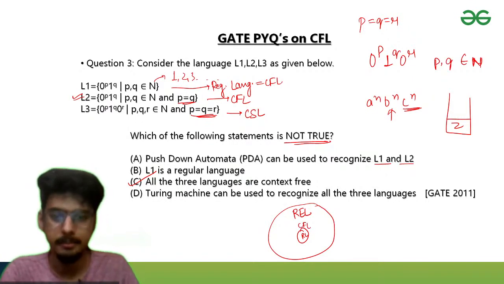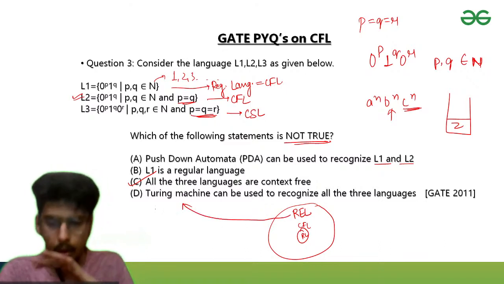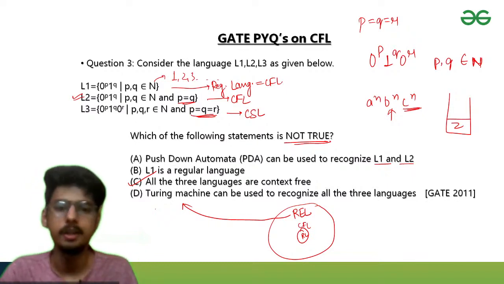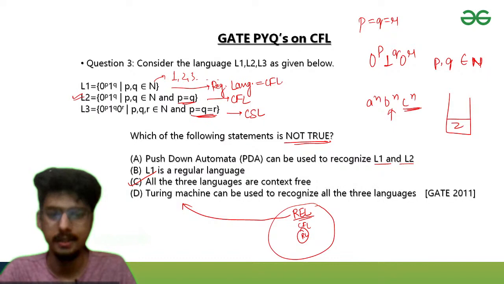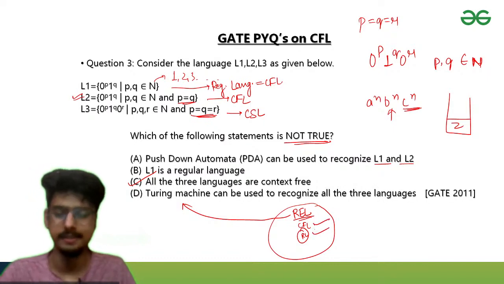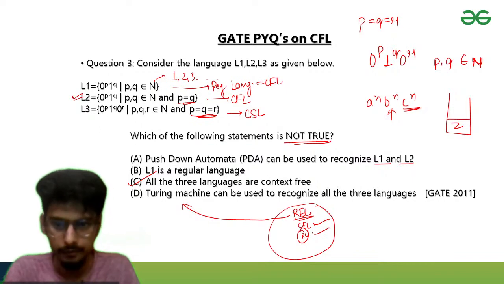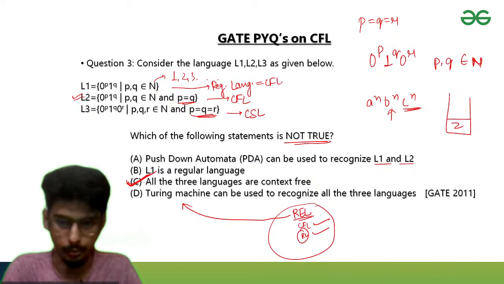So Turing machine basically accepts recursively enumerable language, and they are the most unrestrictive language. So if it is able to accept recursively enumerable, then it will definitely accept CFL, CSL, and regular language. So D is correct. So C will be our correct answer for this question. C is not true.